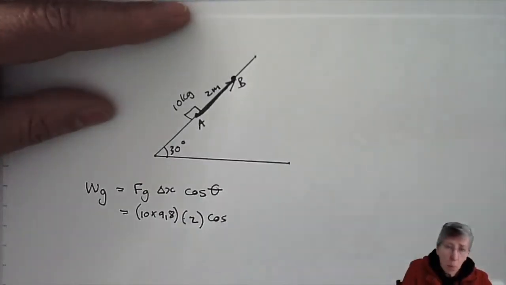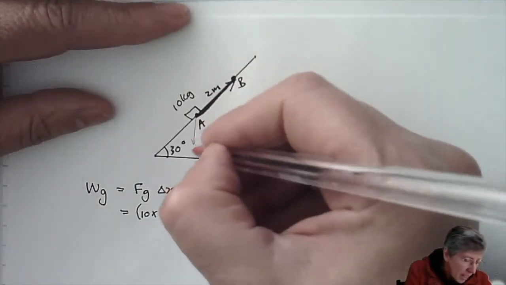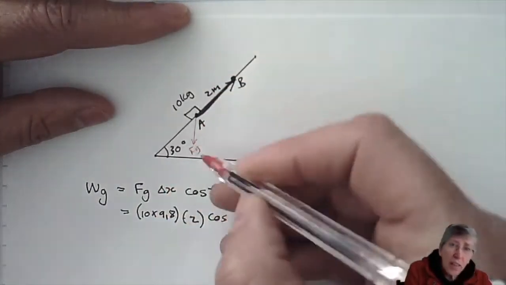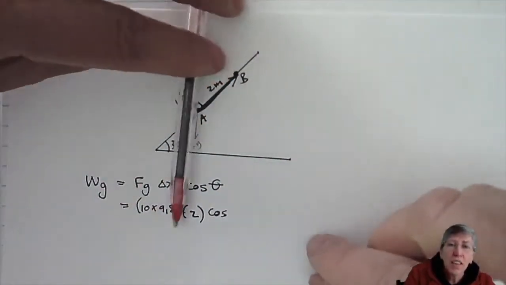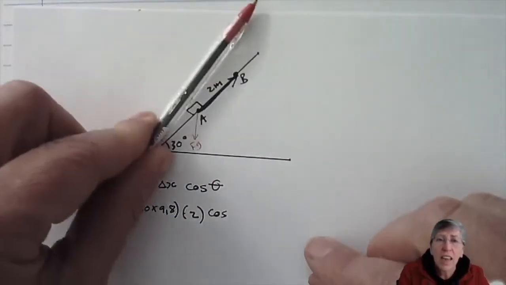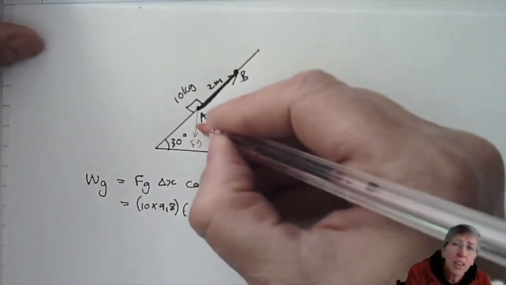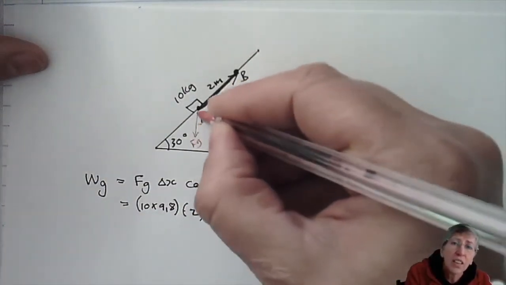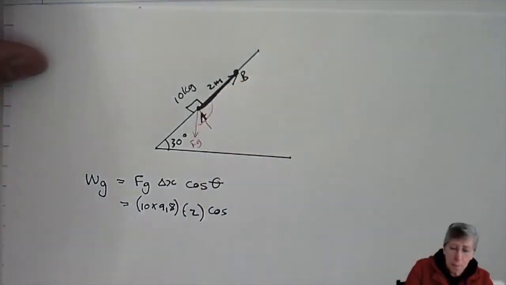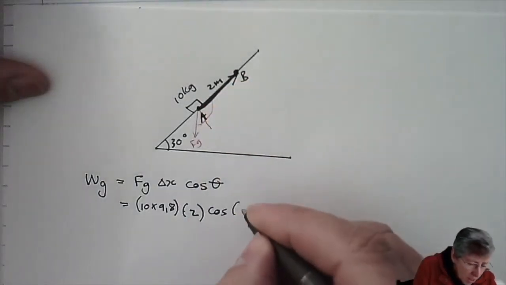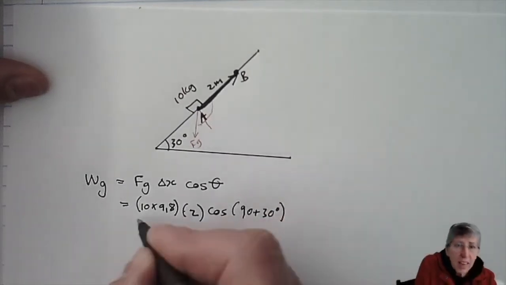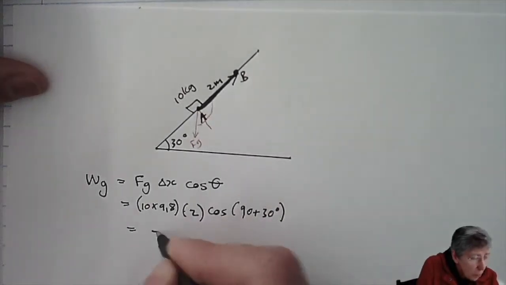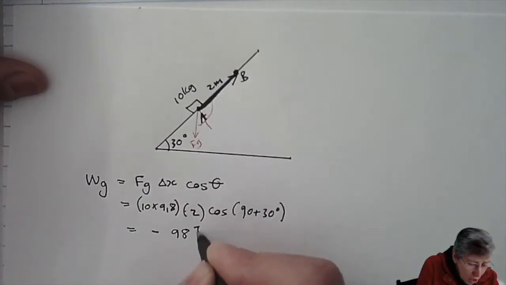So I'm working with gravity, and gravity is straight downwards, and I have to work with the angle between that gravity that is straight down and the movement up. So I need that whole angle, right? So that is now 90 plus that bottom angle. So this is going to be 90 plus 30. Right, and if you work that out, you end up with minus 98 joules.